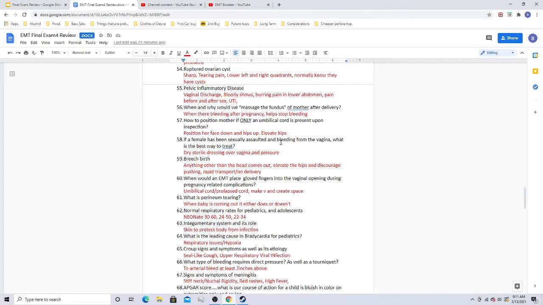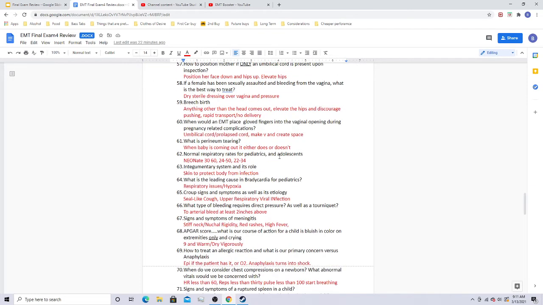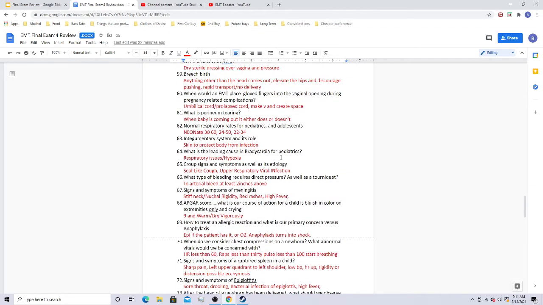If a female has been sexually assaulted and is bleeding from the vagina, what is the best way to treat? Dry sterile dressings over the vagina and pressure. If they request a female provider, give them a female, obviously. You don't want to be touching them after they just got grossly sexually assaulted.